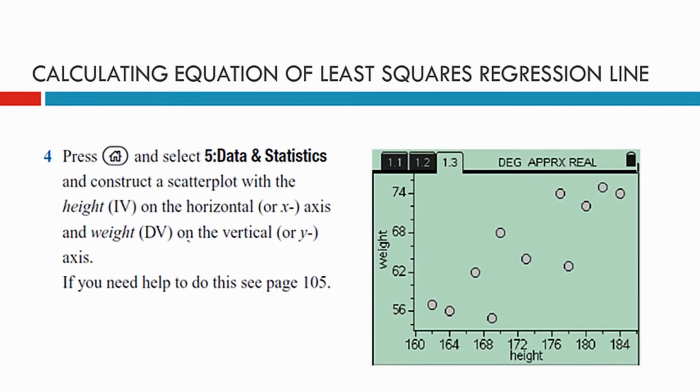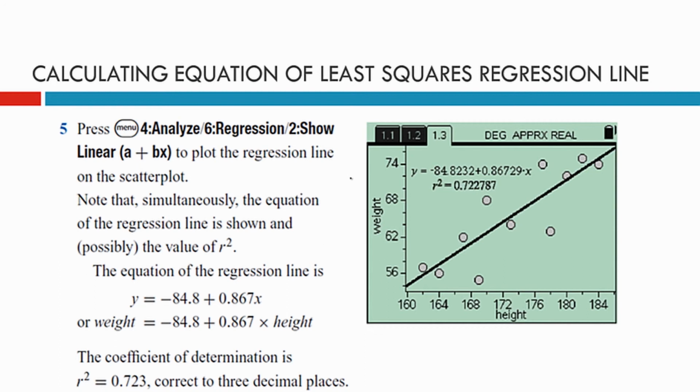Okay. Now, go back to home. We don't want to split the screen. It looks better on a full screen. Go to data and statistics, and you construct the scatter plot. On the x-axis down here, you have to right click using your keypad there, and you select the height, and on the y-axis you right click and you select the weight. And because you've labelled them, you're able to know which one's which. If you don't label them, then you'll get it wrong. And you can go to page 105 if you need to. Might be 135 this time.